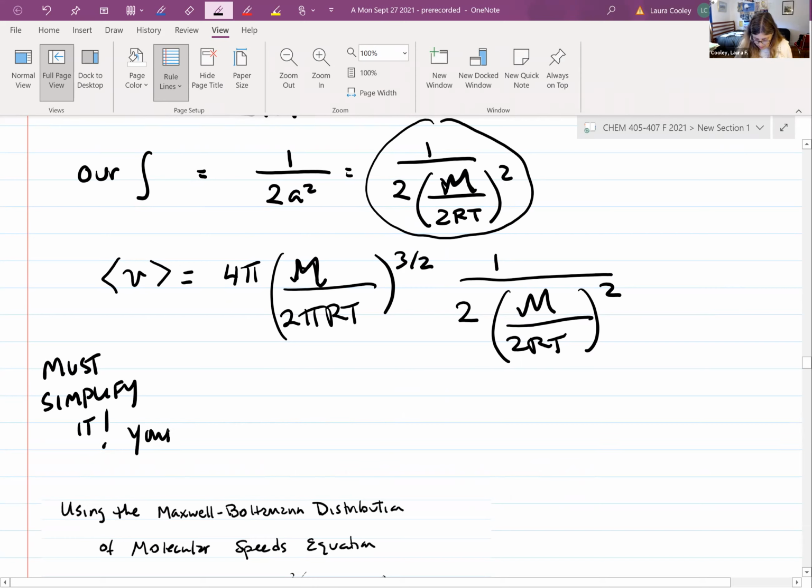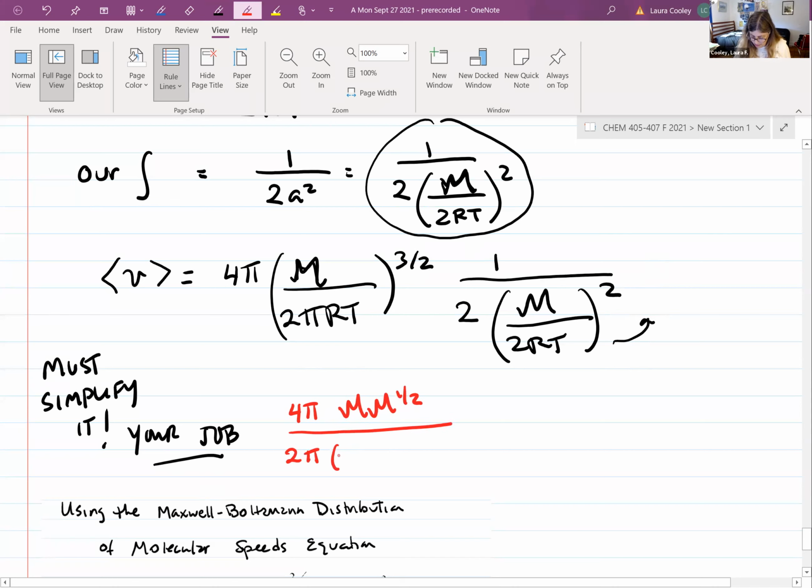And that's your job. What I recommend in a case like this, obviously you're going to have to flip this. It's going to end up being 2RT over M all squared. I recommend writing out all of those exponents. I find it easiest to do this. So for example, I would start out by writing, instead of M to the 3/2, M to the 1/2 over 2 pi to the 1/2, R to the 1/2, T to the 1/2, right?